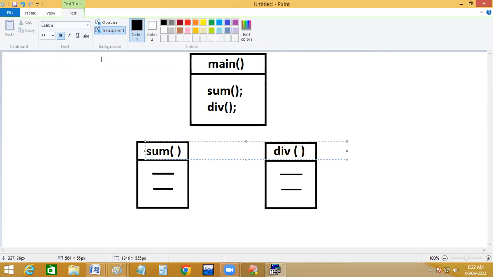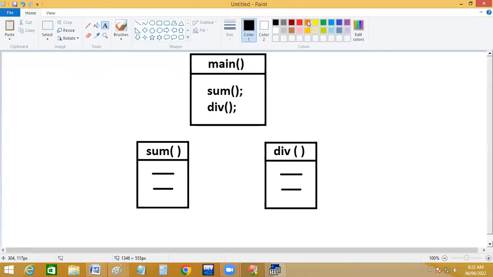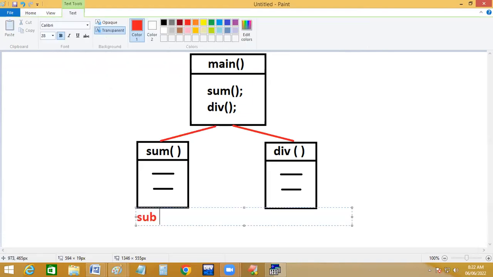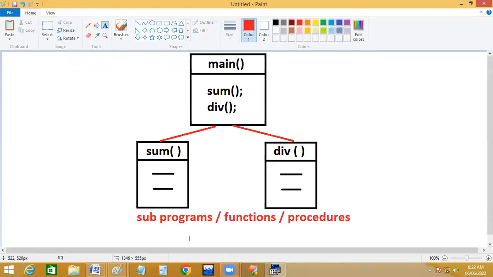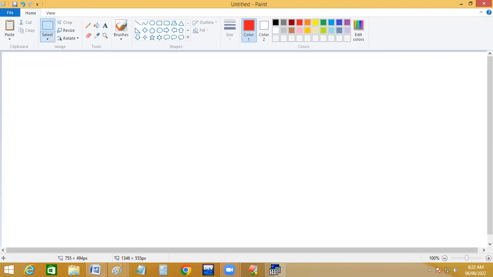Now tell me, guys, the main program is divided into two subprograms or not? These are called subprograms or functions or procedures. I think it is very clear. It is the POP structure, the function oriented programming structure.